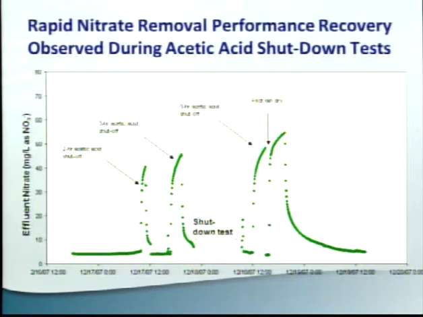And you can see through each case, you see a breakthrough, of course, of the nitrate, but also when we turned the acetic acid feed pump back on, which was at the top of each of those peaks, you see that nitrate removal come back very quickly. So no long-term inhibition of nitrate removal with a short-term shutdown test.